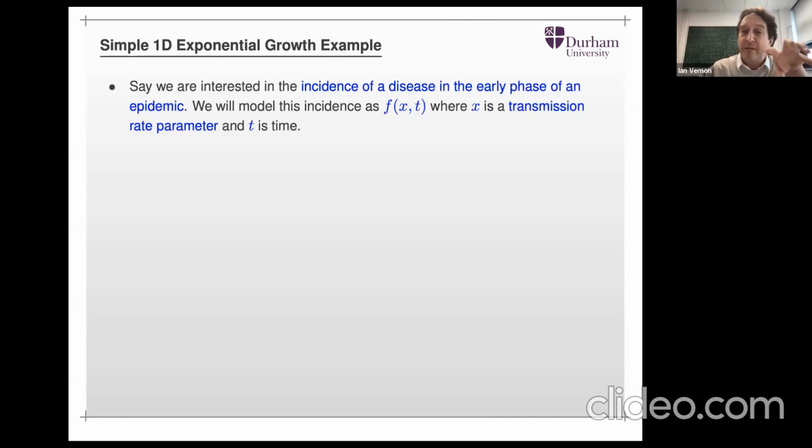Fantastic. So here's a very simple 1D model, so you can get the underlying principles of this. Say we're interested in the incidence of a disease in the really early phase of an epidemic. We will model this incidence as some function f of x, and I'm also going to include time explicitly there, just for clarity. It's going to disappear soon, where x is a transmission rate parameter and t is time.